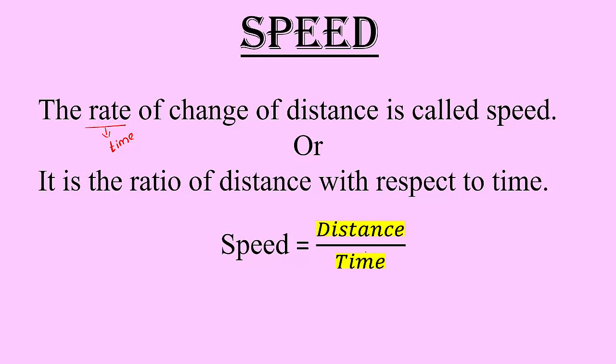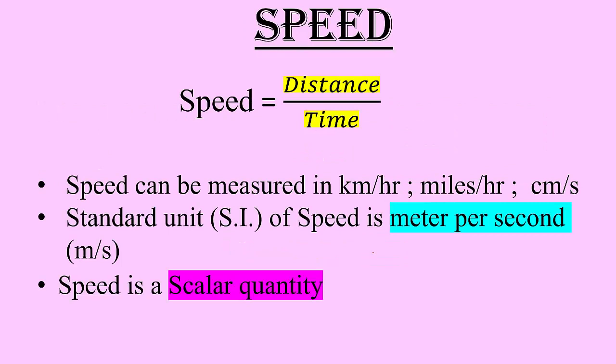So what is speed? Speed is the rate of change of distance. Rate means time. Or we can write it is the ratio of distance traveled with respect to time. So this is the definition of speed. Speed can be measured in kilometer per hour, miles per hour, centimeter per second. Distance can be measured in kilometer, for example, and time can be measured in hour.